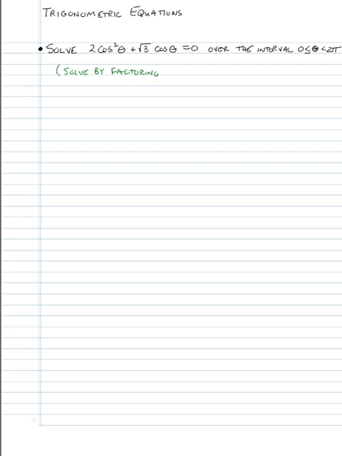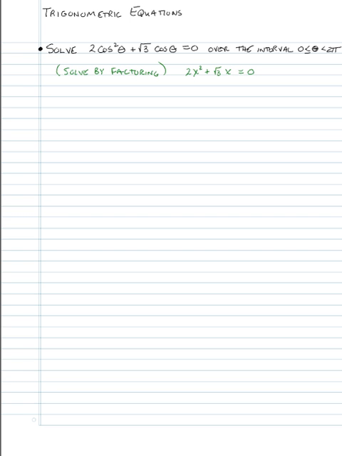Now, the idea behind this is that this looks like, see, if instead of cosine theta we had an x, this would look like 2x squared plus the square root of 3x equals 0. And we could certainly notice there that we had a common factor of x, and we could factor that out. Well, we're going to think in terms of factoring a cosine of theta from the left side. So we end up with something that looks like this.